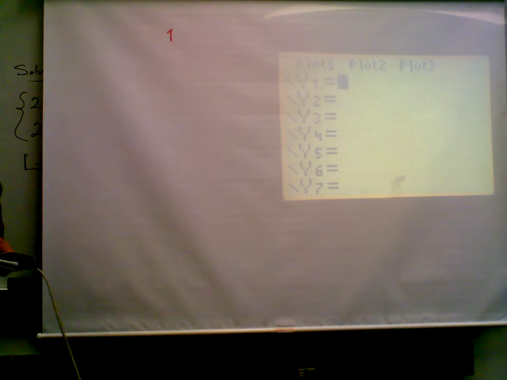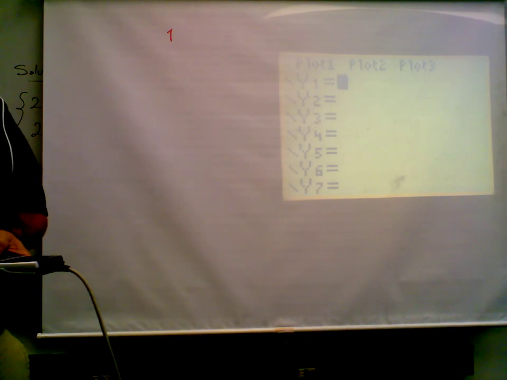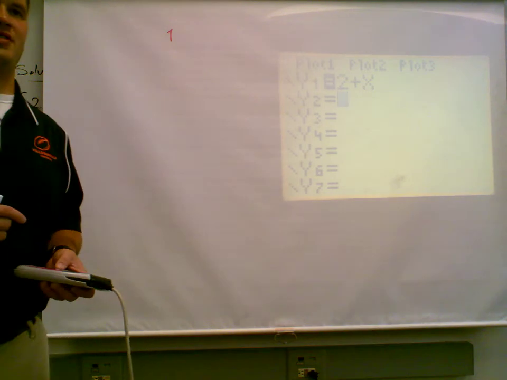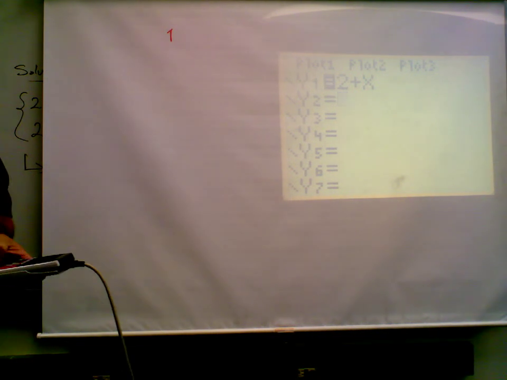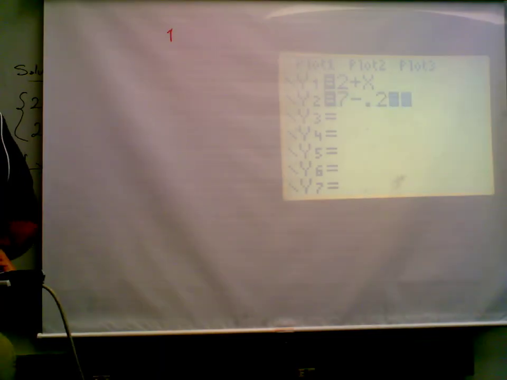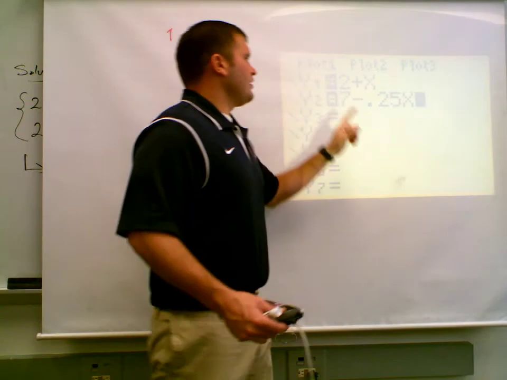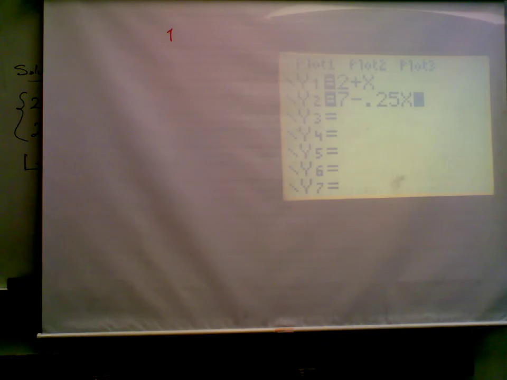Alright, so my two equations, we had 2 plus p, right? So I should put 2 plus x. Good, don't put n, because if you put an n, your calculator's going to get messed up. Okay? So I put in 2 plus x. Then my other one, it was 7 minus 0.25 p, right? Our n's are on the left side. Okay. So now I hit what? Graph.